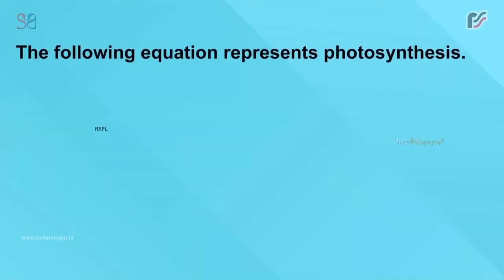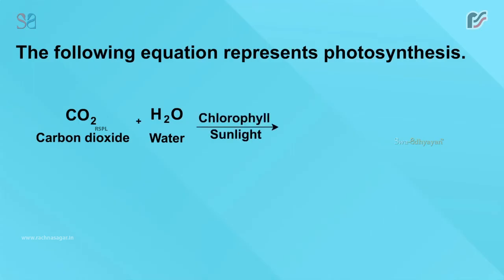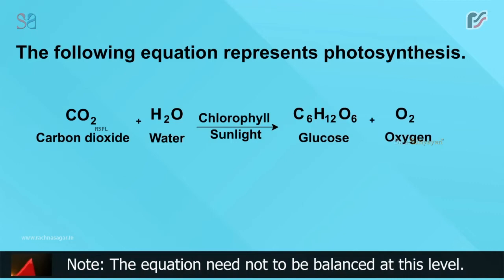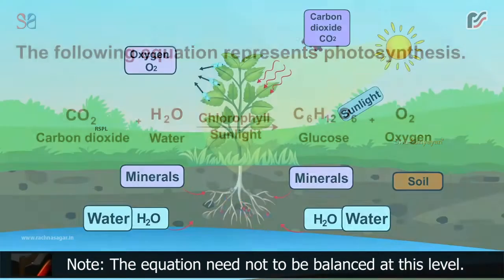The following equation represents photosynthesis. CO2, carbon dioxide, plus H2O, water, in presence of chlorophyll and sunlight gives C6H12O6, glucose, plus O2, oxygen. Note, the equation need not be balanced at this level.